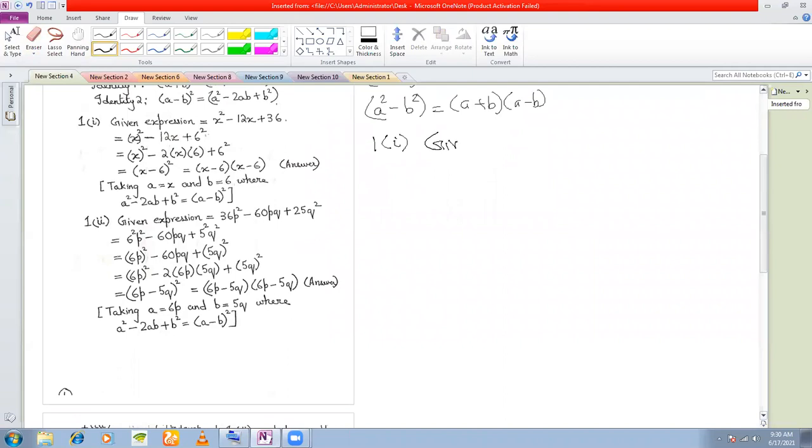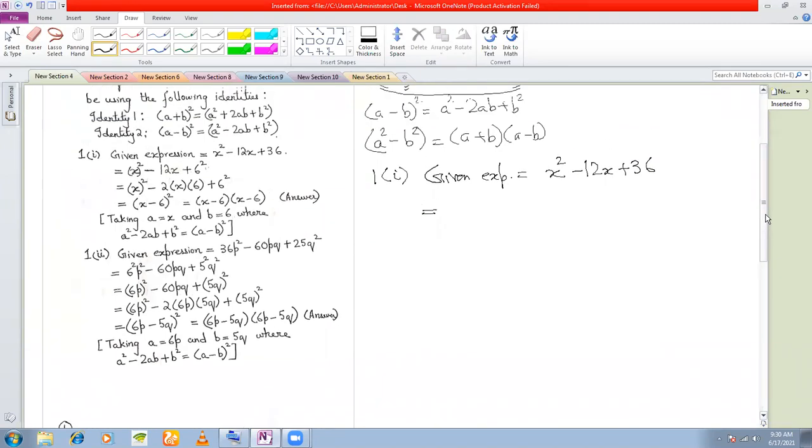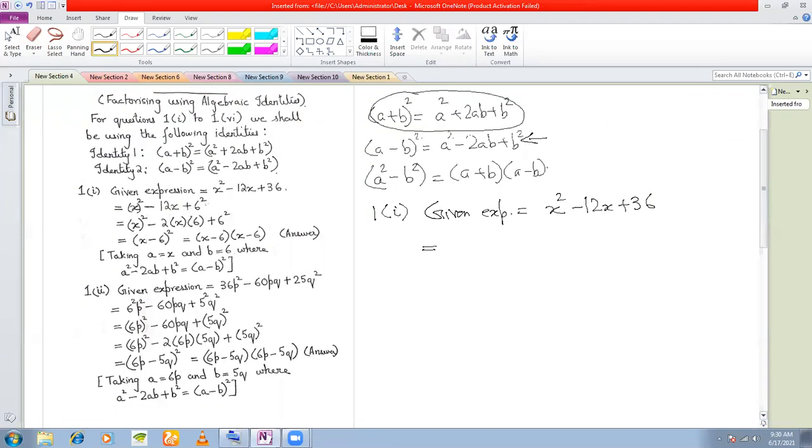Given expression here is x square minus 12x plus 36. Now we want to express this in the form a minus b whole square. Why a minus b whole square?